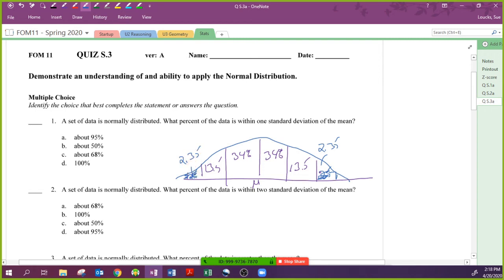So what percent of the data is within one standard deviation of the mean? That's this yellow zone here. So the answer is 68%, C. And what percent is within two standard deviations of the mean? Is this whole range here? And that's about 95%, which is D.